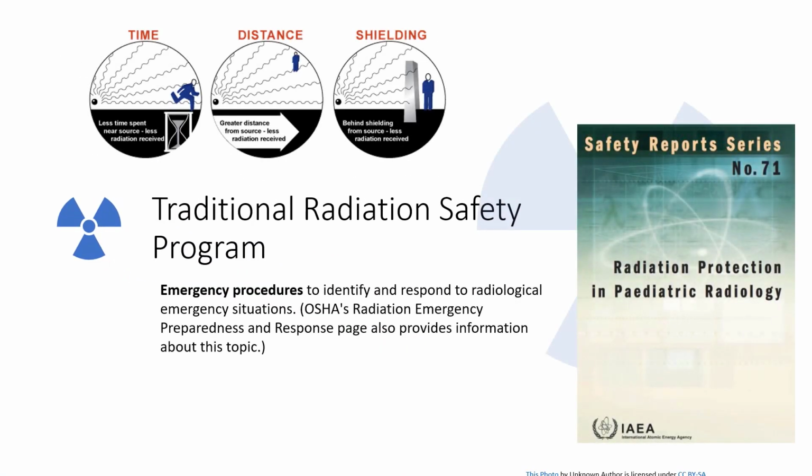The primary three means of radiation protection from ionizing radiation are time, distance, and shielding. We need to know the amount of time you were exposed, how far you were away from the source, and was there any shielding between you and the source. Emergency procedures to identify and respond to radiological emergency situations are required for OSHA.